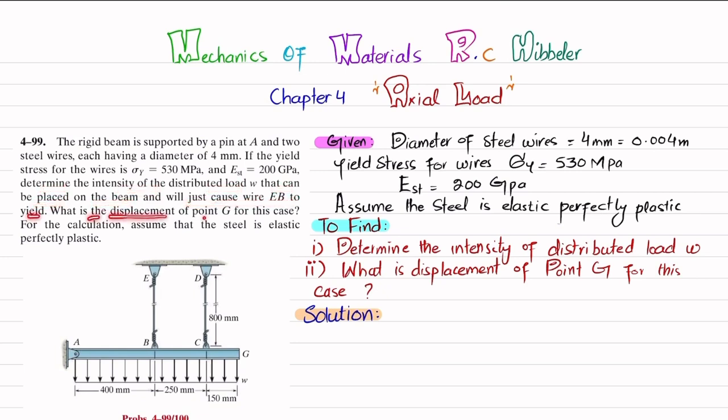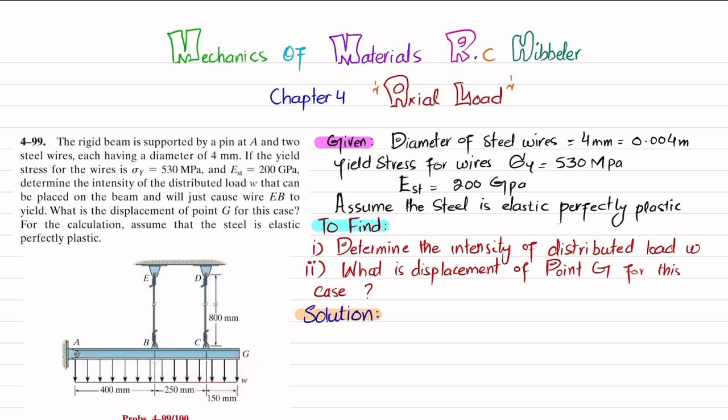What is the displacement of point G for this case? For the calculation, assume the steel is elastic and perfectly plastic. So you can see this is the beam at point A, it is pin supported, and at points B and C there are two steel wires of 4 millimeter diameter that are supporting it. There is a distributed load W over the whole length. So you have to find this W as well as the displacement of this point G due to this load.